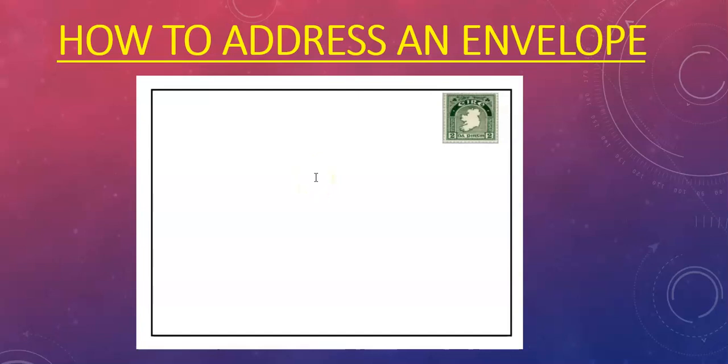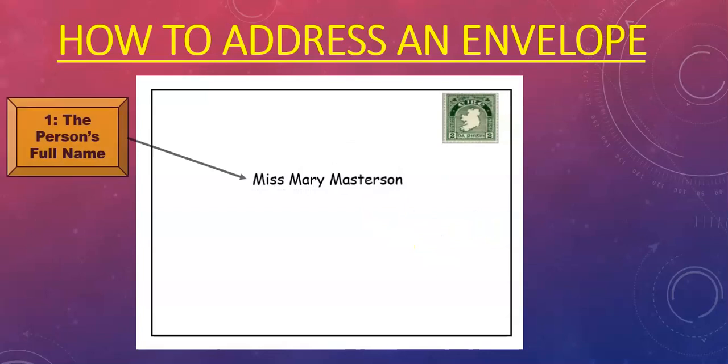Okay, so once Ronald McDonald has finished writing this letter, he's going to want to post it to his friend Mary. And for that, he needs to write the address on an envelope. So, very important, when we're writing and addressing an envelope, the first thing we need is the person's name. So he's writing his letter to Miss Mary Masterson. So now the postman knows who to deliver this letter to.